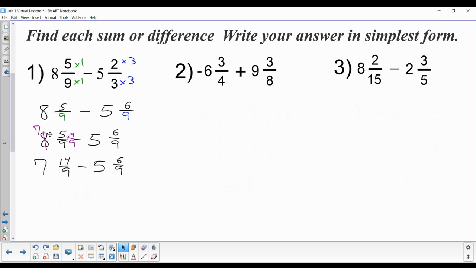Once I've done that, I borrowed from the 8, it became a 7. I added 1 to 5/9 in the form of 9/9. I now have 14/9, and I can subtract my numerators. 14 minus 6 is 8. Denominator 9 stays the same, and 7 minus 5 is 2. So our answer is 2 and 8/9.